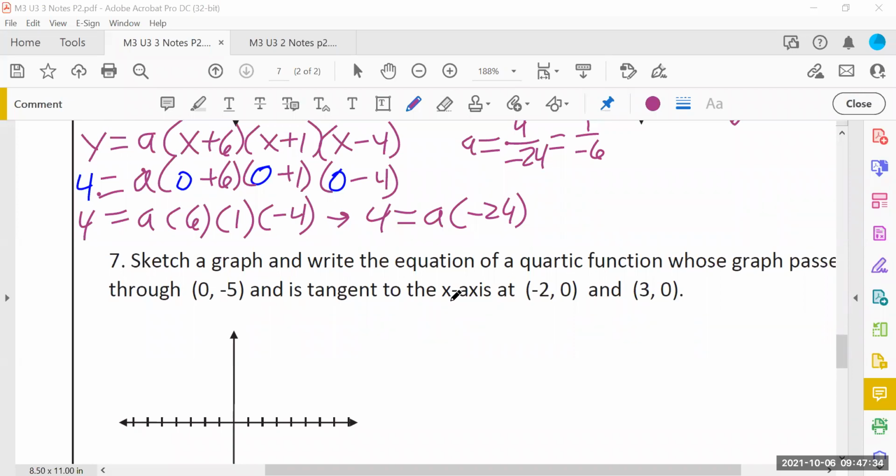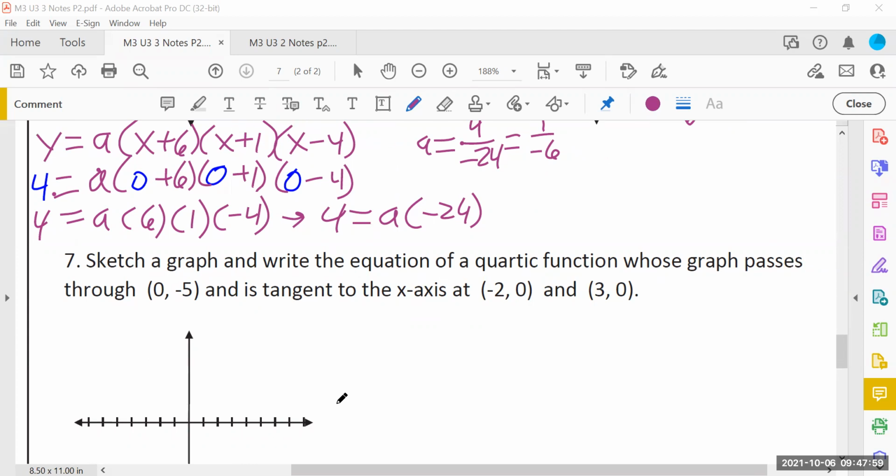So here it says sketch a graph and write the equation of a quartic function. Anybody know what quartic means as far as the degree? Anyone heard that word before? Go ahead. Yeah, to the 4th power. So we're expecting this to be a 4th degree function. 4th degree.